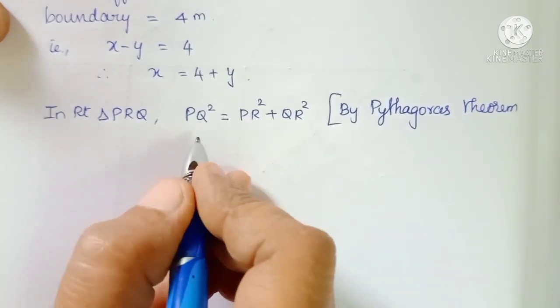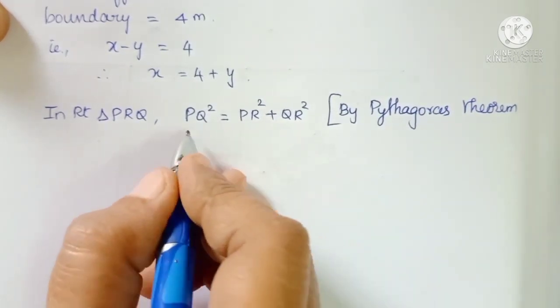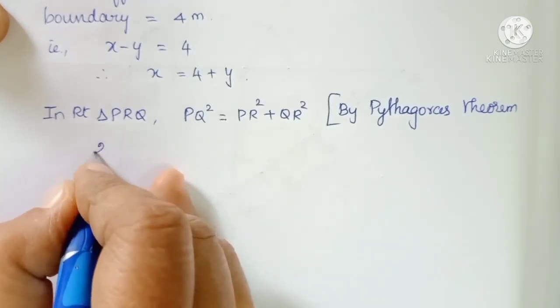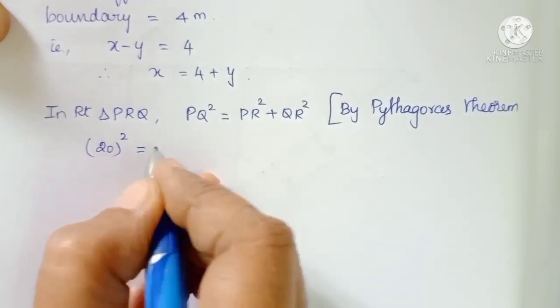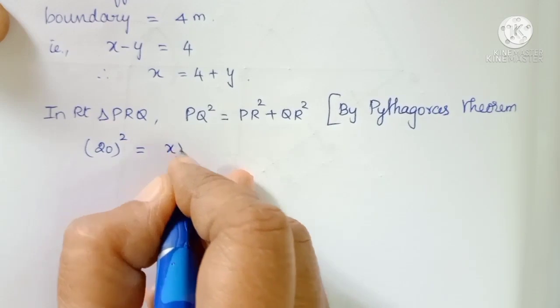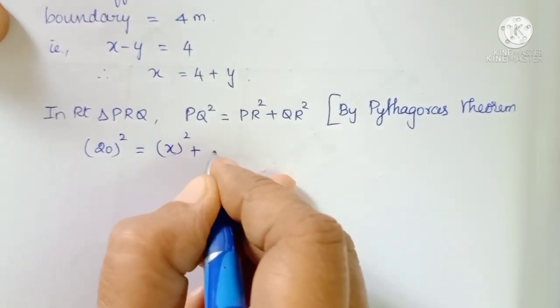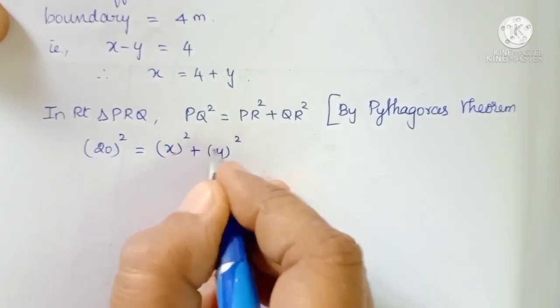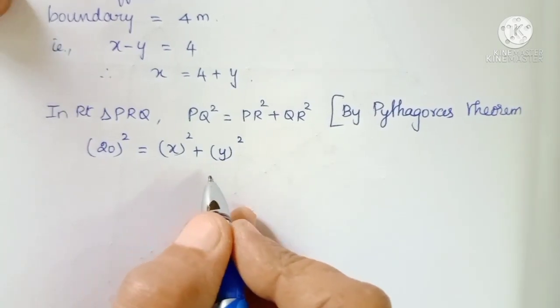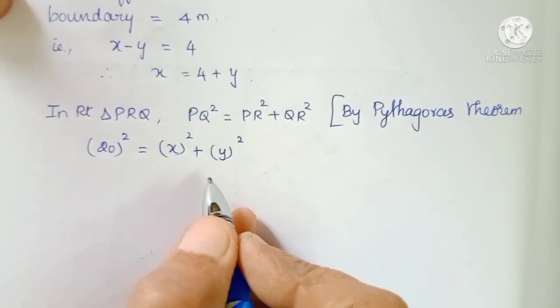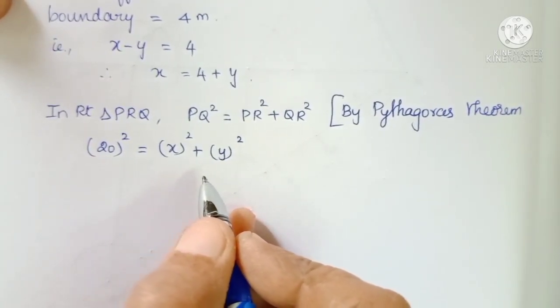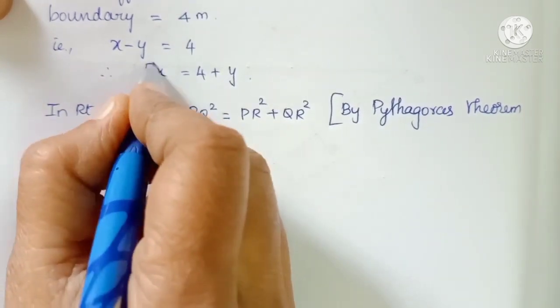Okay. Now replace all the known values first. PQ value is 20. So 20 squared is equal to, PR is x, so x squared plus QR is y. If both are unknown variables in the equation, we can't find any value. So it must be changed into a single variable. For that we are using this concept.